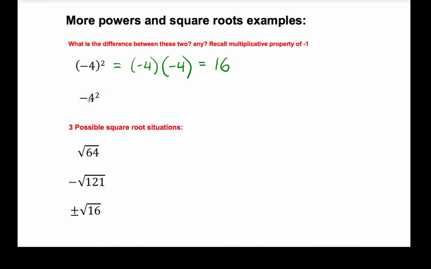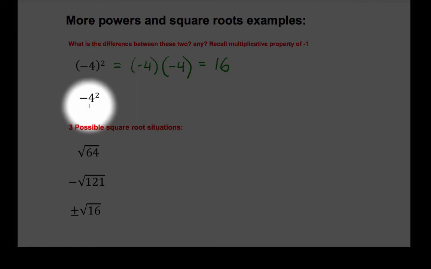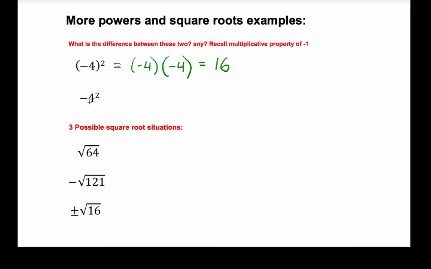The second problem, this is where things get a little interesting. Since here we had negative 4 in parentheses, we knew that negative 4 was the base. Here, negative 4 is not in parentheses. So what we have to assume, and again, this is why I recall the multiplicative property of negative 1, is to think of this as negative 1 times 4 squared. The negative is not associated with the 4 as it's written.